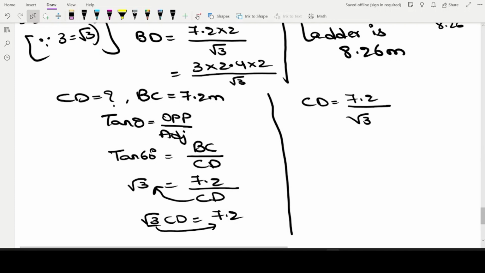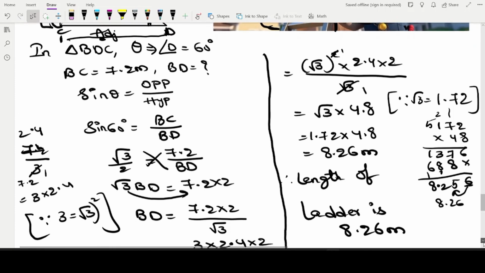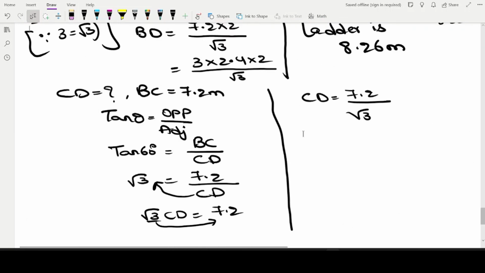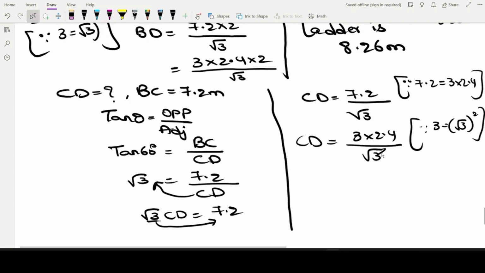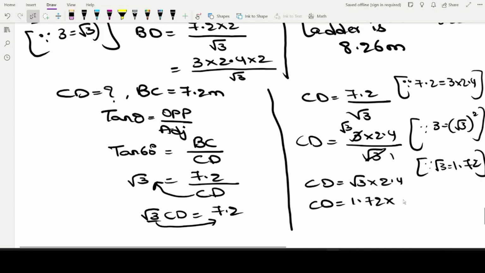As we discussed earlier, you can write 7.2 as 3 into 2.4. So CD equals, we know that you can write 7.2 as 3 into 2.4. Now I'm writing 7.2 as 3 into 2.4 whole square. So one root 3 gets cancelled. You are left with root 3. CD equals root 3 into 2.4. And we know that the root 3 value is 1.72 approximate value. So CD equals 1.72 into 2.4. So let us multiply them.